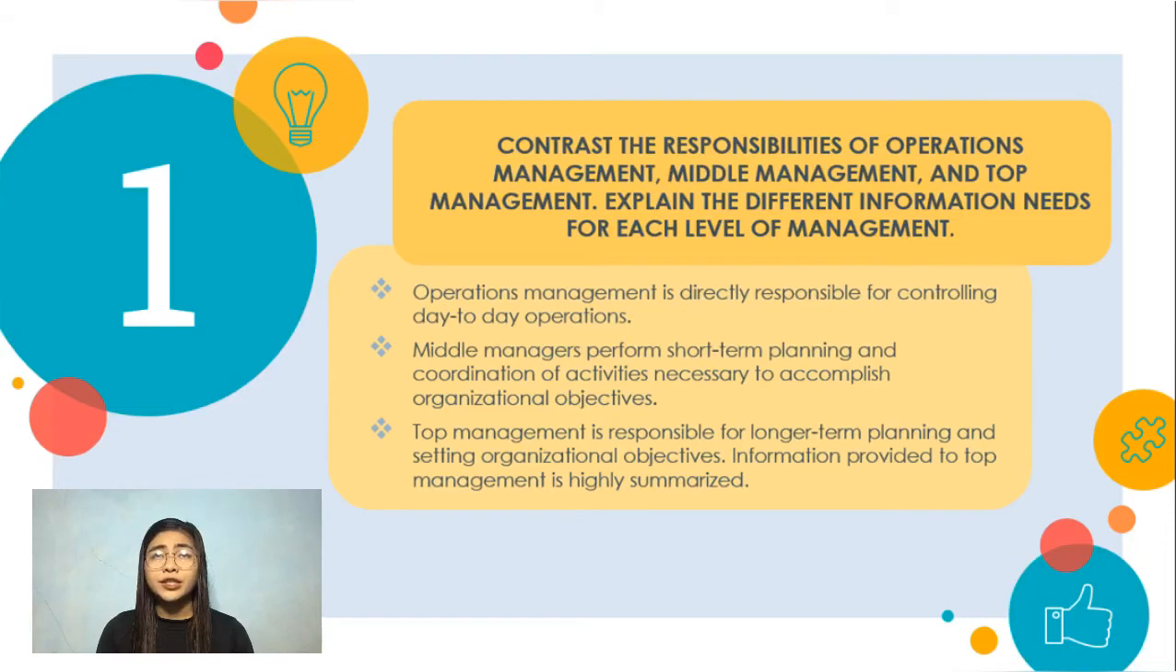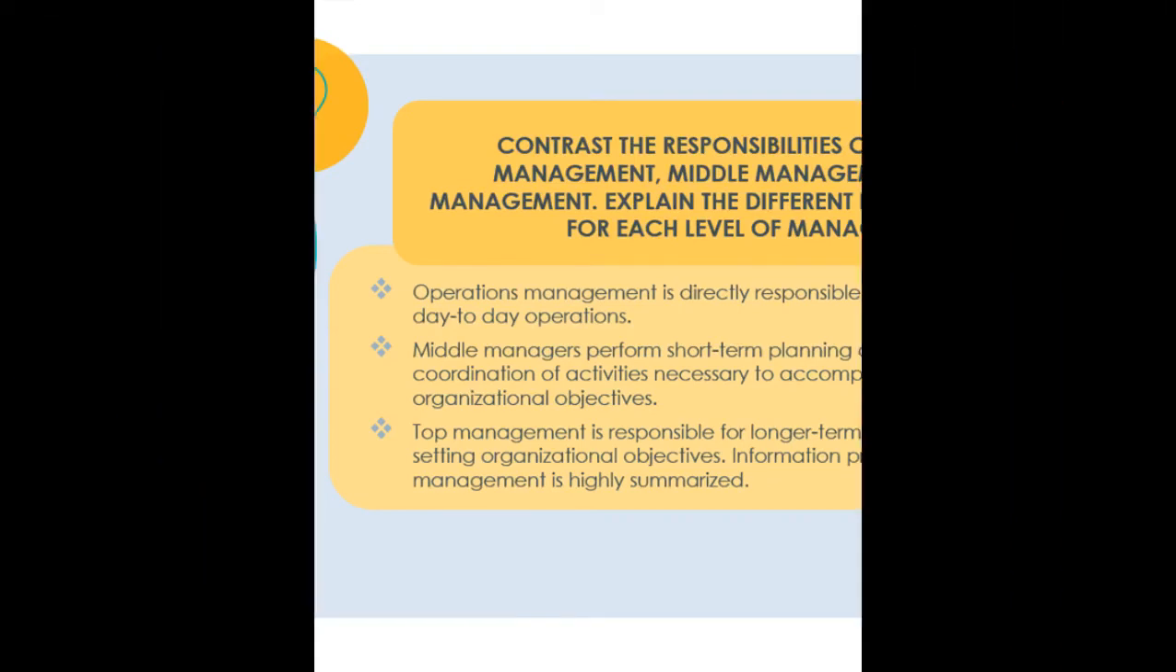For the middle managers, they perform short-term planning and coordination of activities necessary to accomplish organizational objectives. Middle management requires information that is more summarized and oriented toward reporting on overall performance and problems, rather than routine operations. For the top management, it is responsible for the longer-term planning and setting organizational objectives. Information provided to the top management is highly summarized.